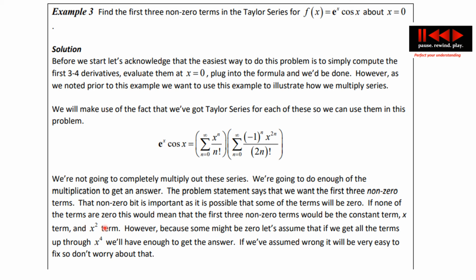If none of the terms are 0, the first 3 non-zero terms would be the constant term, x term, and x squared term, because that's what we would get in a power series or Taylor series. However, some might be 0, so let's assume that we'll get all the terms through x to the 4th, and we'll have enough to get the answer. So we're taking this up to x to the 4th and this up to x to the 4th, and we're going to multiply and see what happens. If we guessed wrong, it'll be very easy to fix, so we'll just extend to more terms.